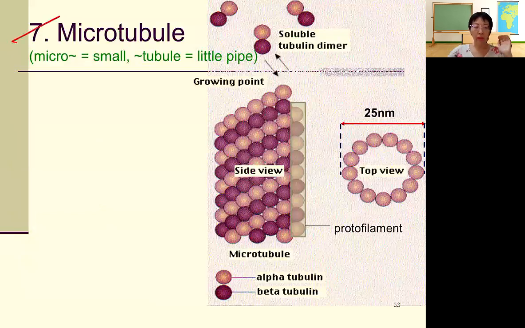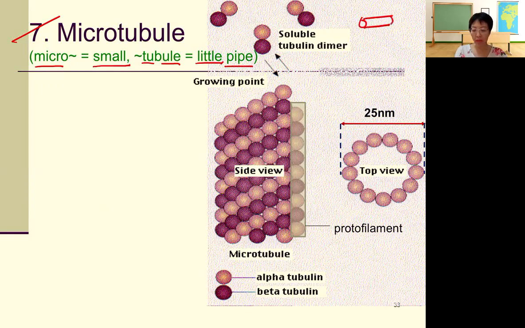So the next organelle we want to look at is the microtubule. The word micro stands for small or tiny. Tubule, when you've got a 'ule' there, means it's a little. Tube stands for pipe. So a pipe is hollow, right? A hollow pipe, inside there is space. So that's called the pipe, the tube.